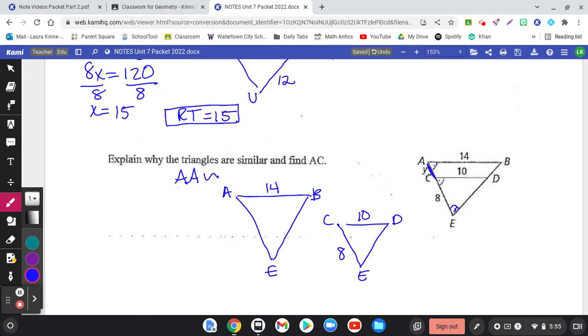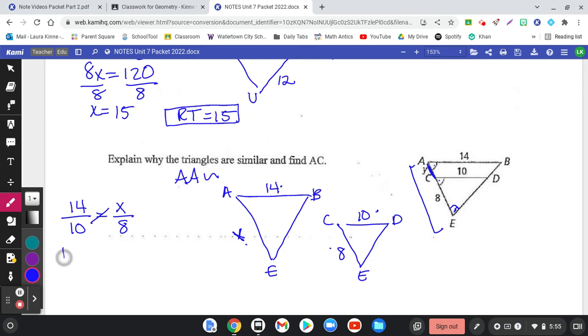Well, you've got a couple options. You could find this whole side right here, AE, and once you have that, you can just subtract the 8. So why don't we do it that way? Because now that I have these pulled apart, I can say, okay, 14 over 10 equals x over 8.